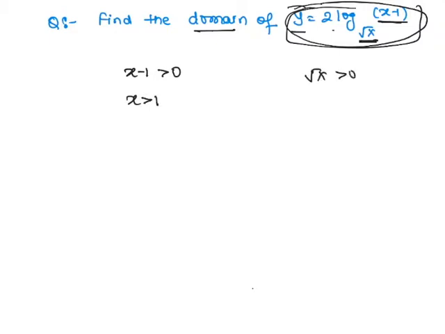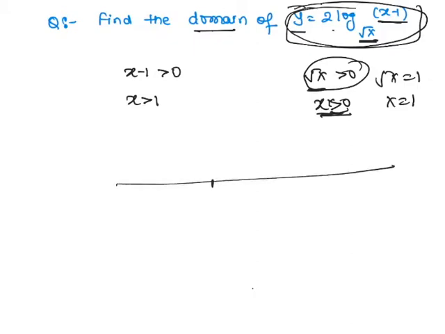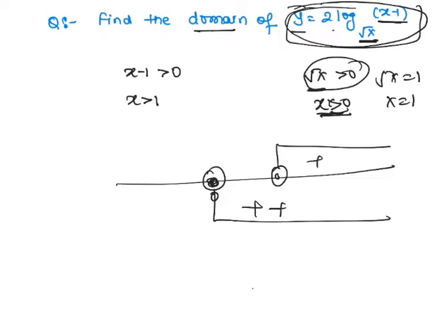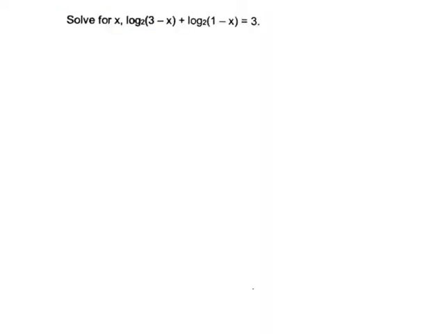And the base is root x. So root x should be greater than 0. We know for x greater than 0, root x is always positive. And we want root x should not be 1. So x should not be 1. Correct? x should be greater than 0. Again we will take this as 0. 0 is not included, 1 is also not included. So from 0 to 1 this portion will come, and from 1 to infinity this portion will come. So the combined portion will come out as 1 to infinity. x belongs to 1 to infinity. This is the answer. Next, we'll take the problems based on the properties.